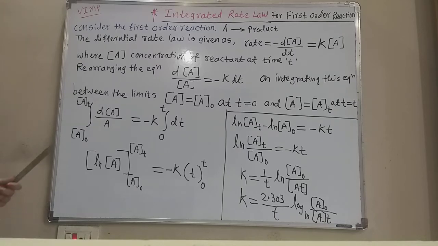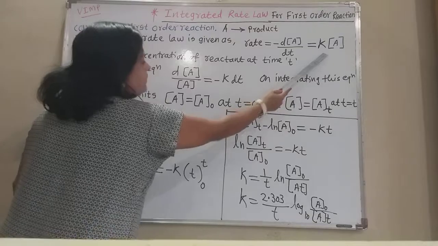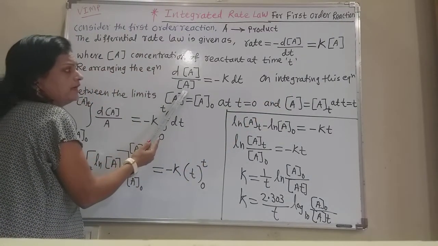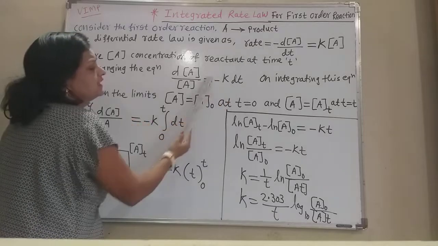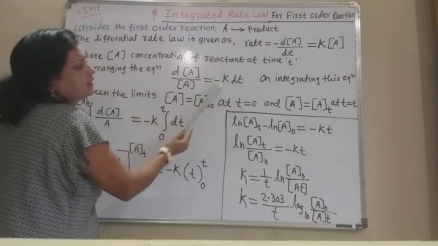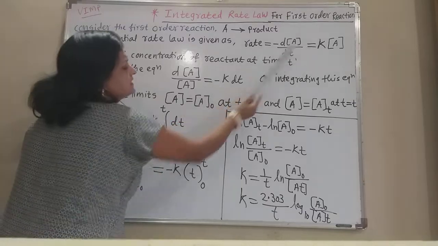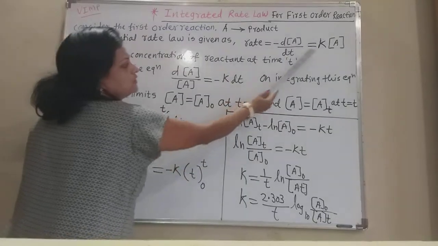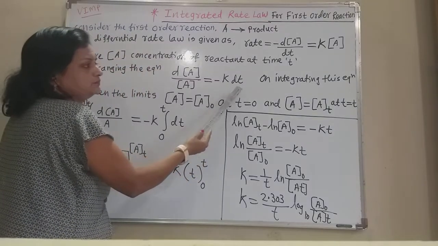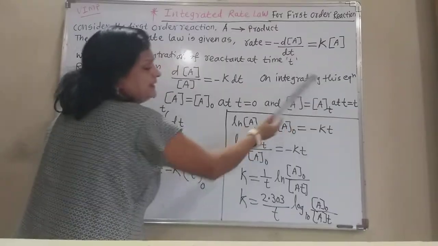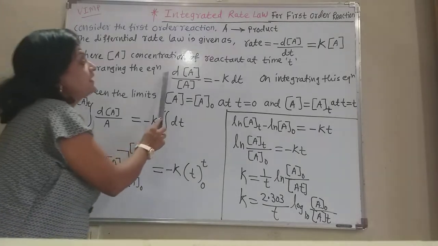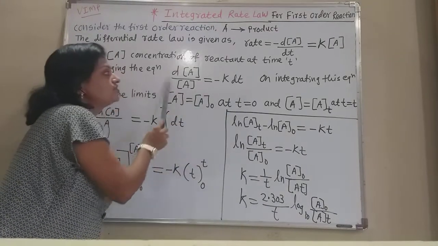Now dA upon A is equal to, the minus sign goes to the right hand side, so minus K into dt. As it goes to the right hand side, it multiplies with K. Now on integrating this equation, take the integration of this rearranged equation.